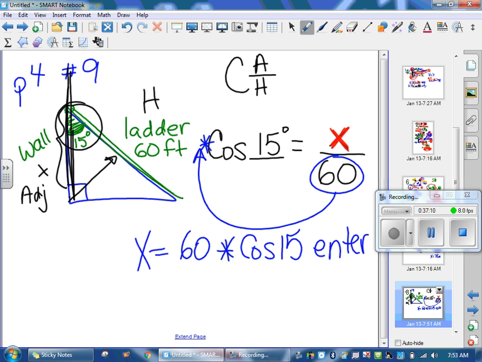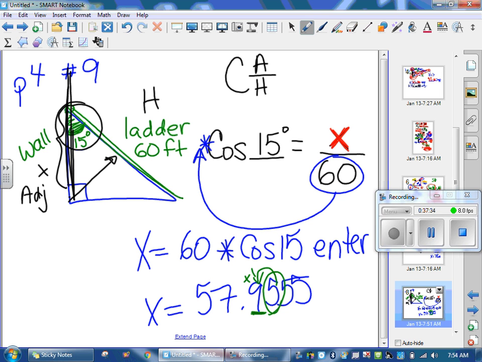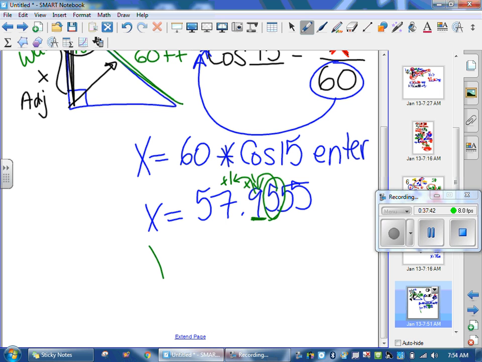Well, it wants me to round that number, which means I need to look at the number right after it. Well, the 5 is going to make the 9 round up plus 1. Adding 1 to a 9 makes 10, which means I'm going to add 1 to my 7. So that's going to give me an even 58 feet. Okay? So we've now found that x is equal to 58 feet. That's how far up the wall the ladder is leaning.